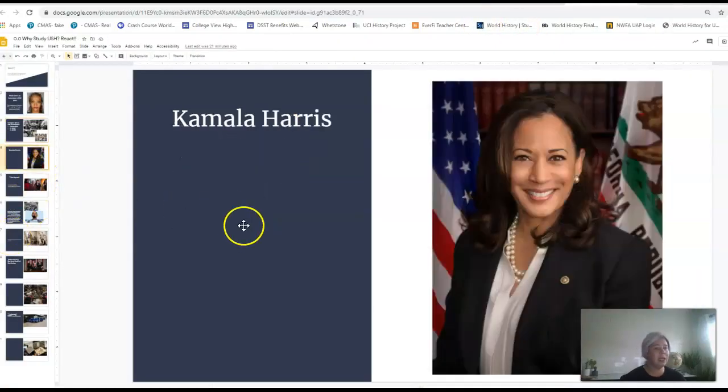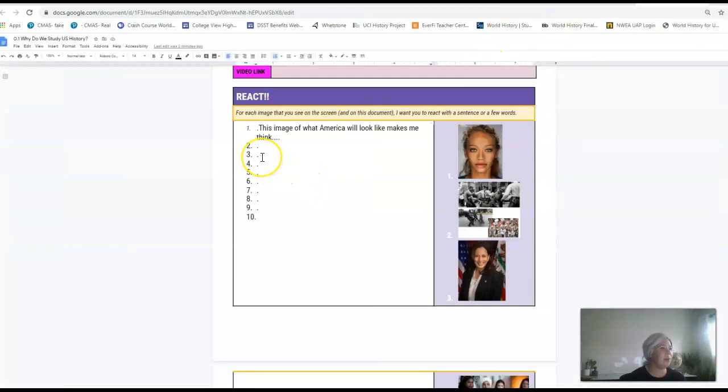Number 3, this is Kamala Harris. Again, a timely image that I pulled. She is the first black woman and the first woman of Southeast Asian descent, Indian descent, to be nominated to be Vice President of the United States. And what's the significance of that? Why do we care? You're responding to Kamala Harris here in number 3.